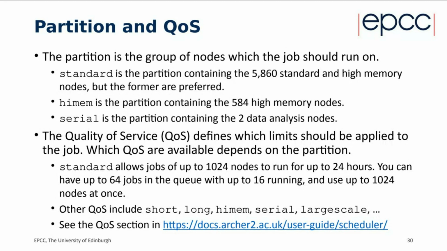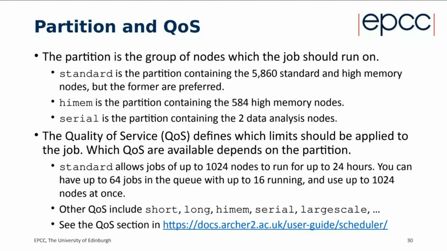If you are running something which really does need the high memory nodes, you need those 512 gigabytes of memory per node rather than 256, then you would say, I want to use the high mem partition instead. Finally, if you wanted to use the data analysis nodes instead, you would ask to run a job on the serial partition.